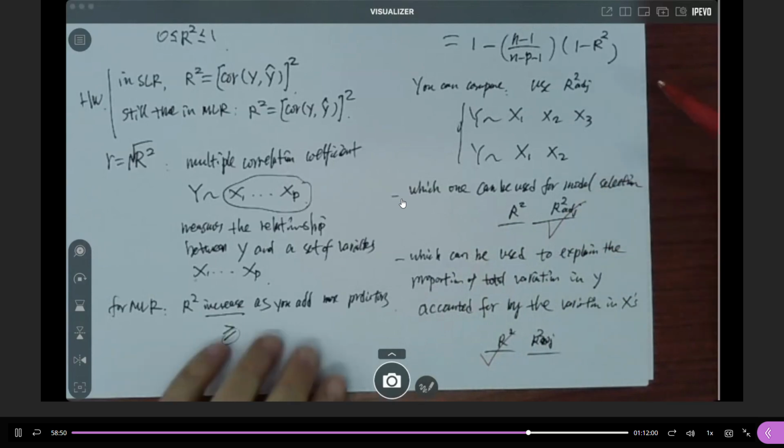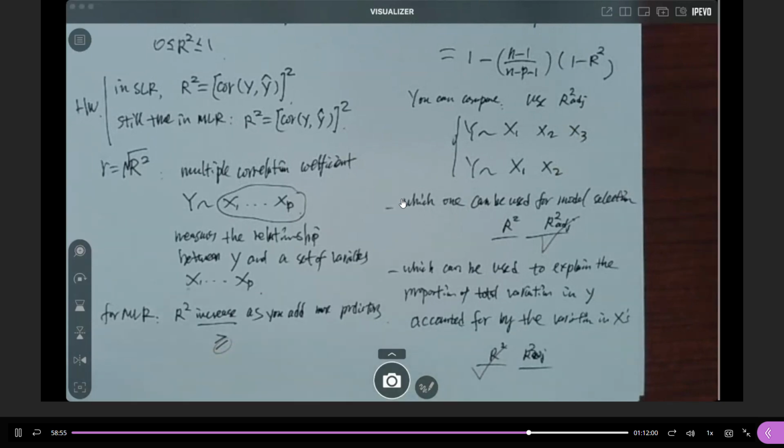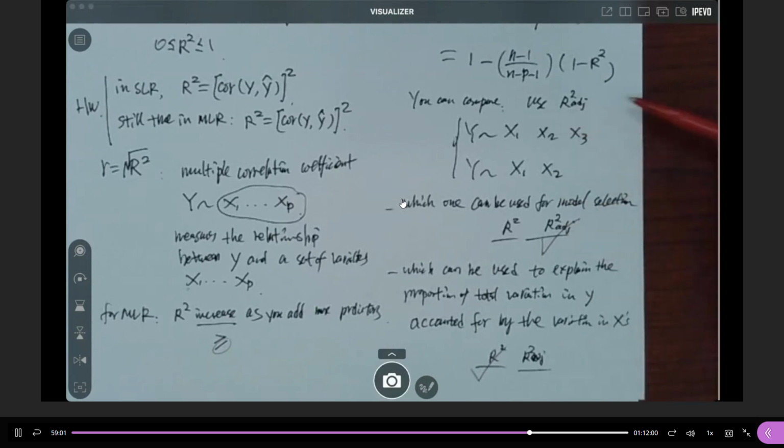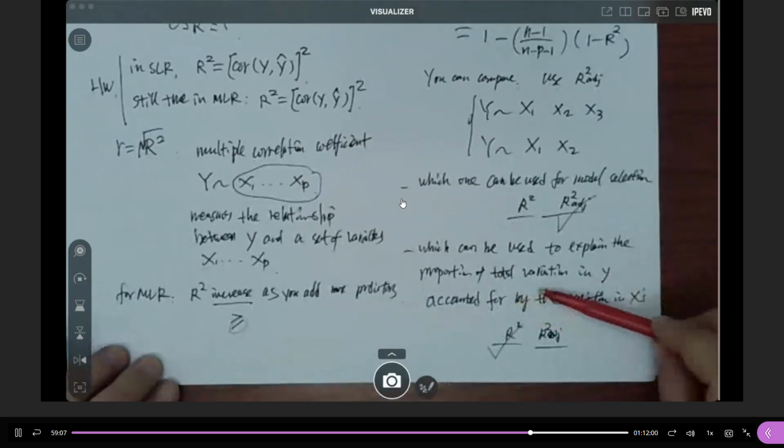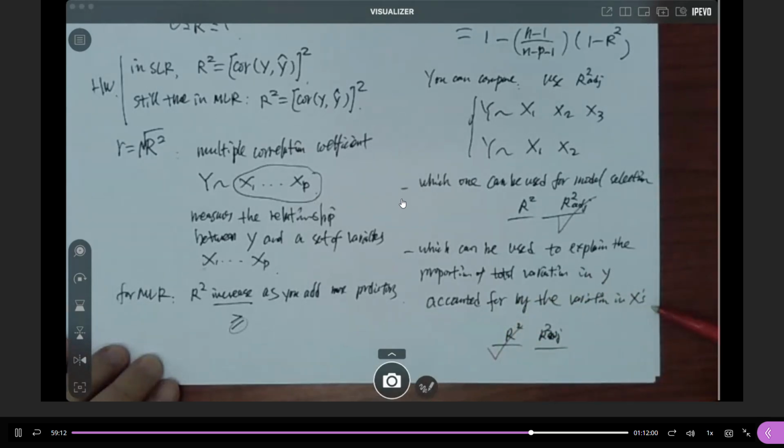How about the rest of the class? Do you understand this? So that's two questions. In order to measure the goodness of fit, for model selection between this larger model and the smaller model, which can be used as an indicator that the model is better? That's the adjusted one, because it's not influenced by the dimension of your problem.